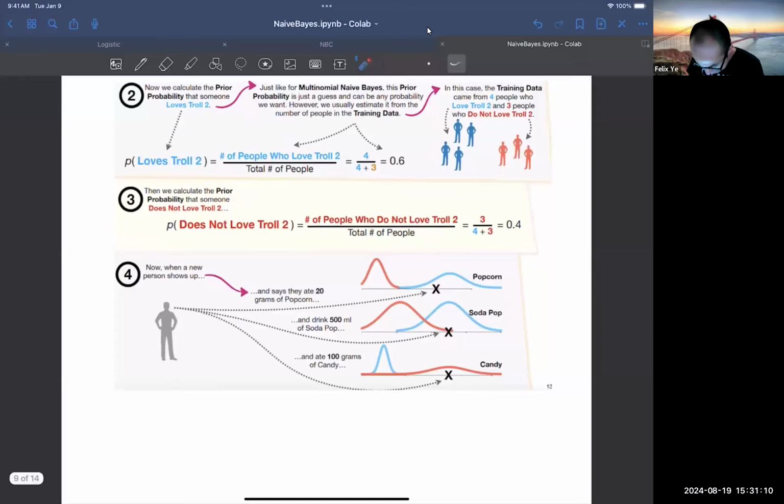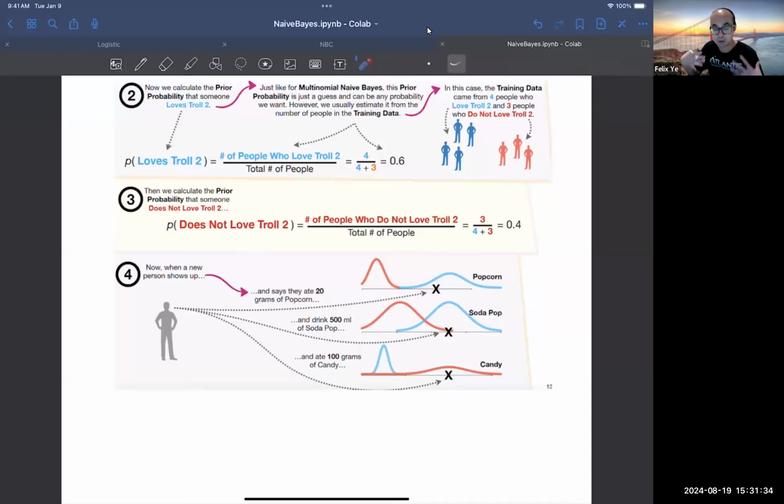Okay, so now if a new person shows up who said they ate 20 grams of popcorn, 500 milliliters of soda pop, and 100 grams of candies. So these are actually features. Can we use this information to make a prediction whether this person likes Troll 2 or not?